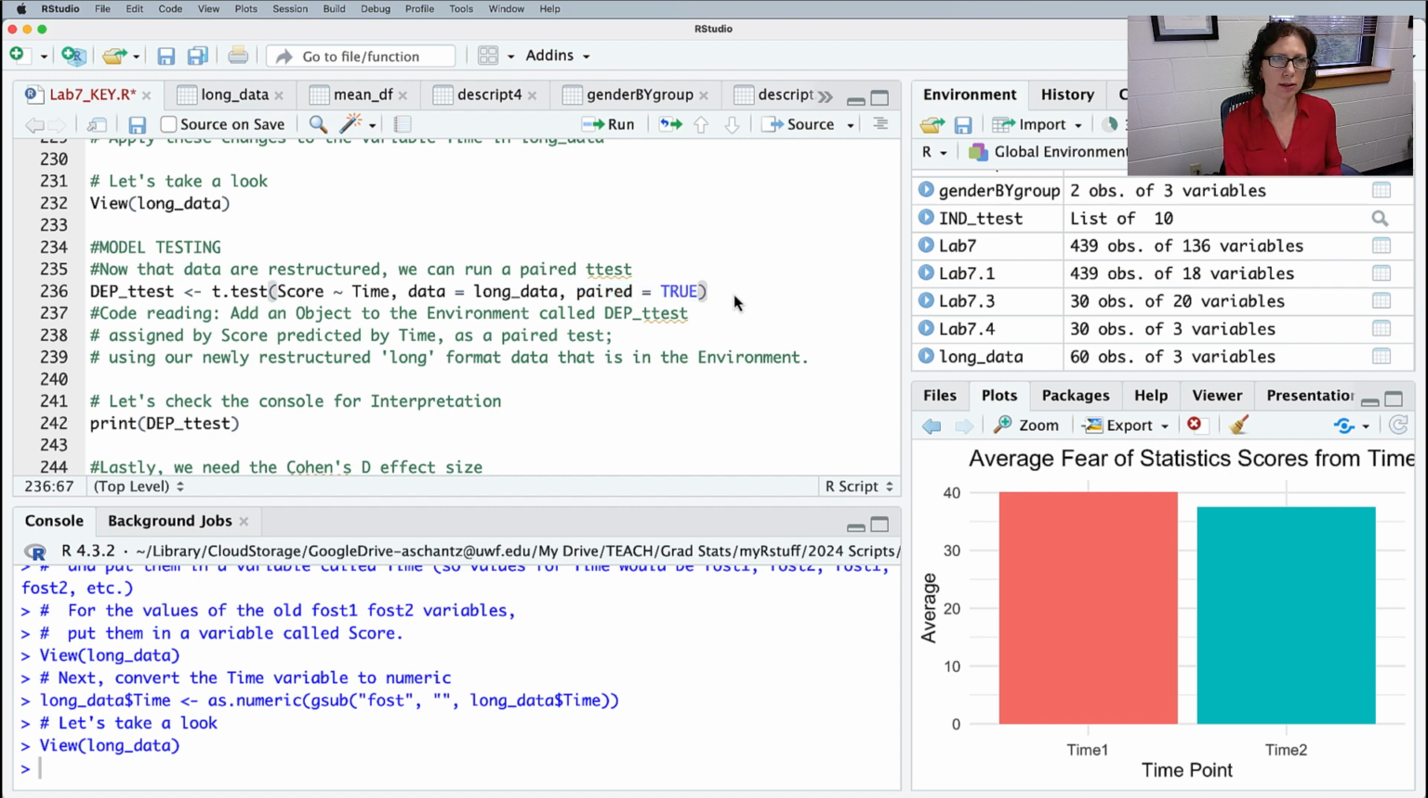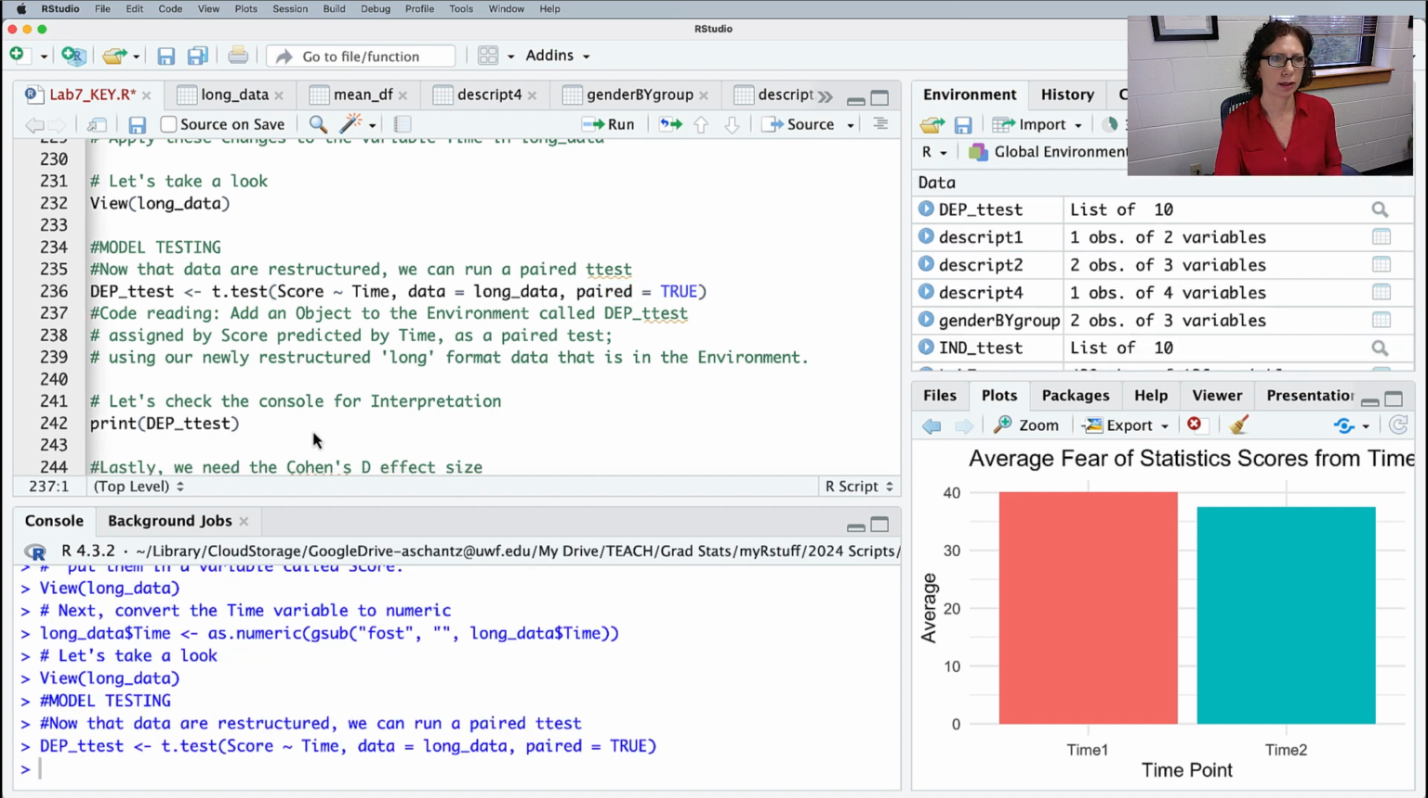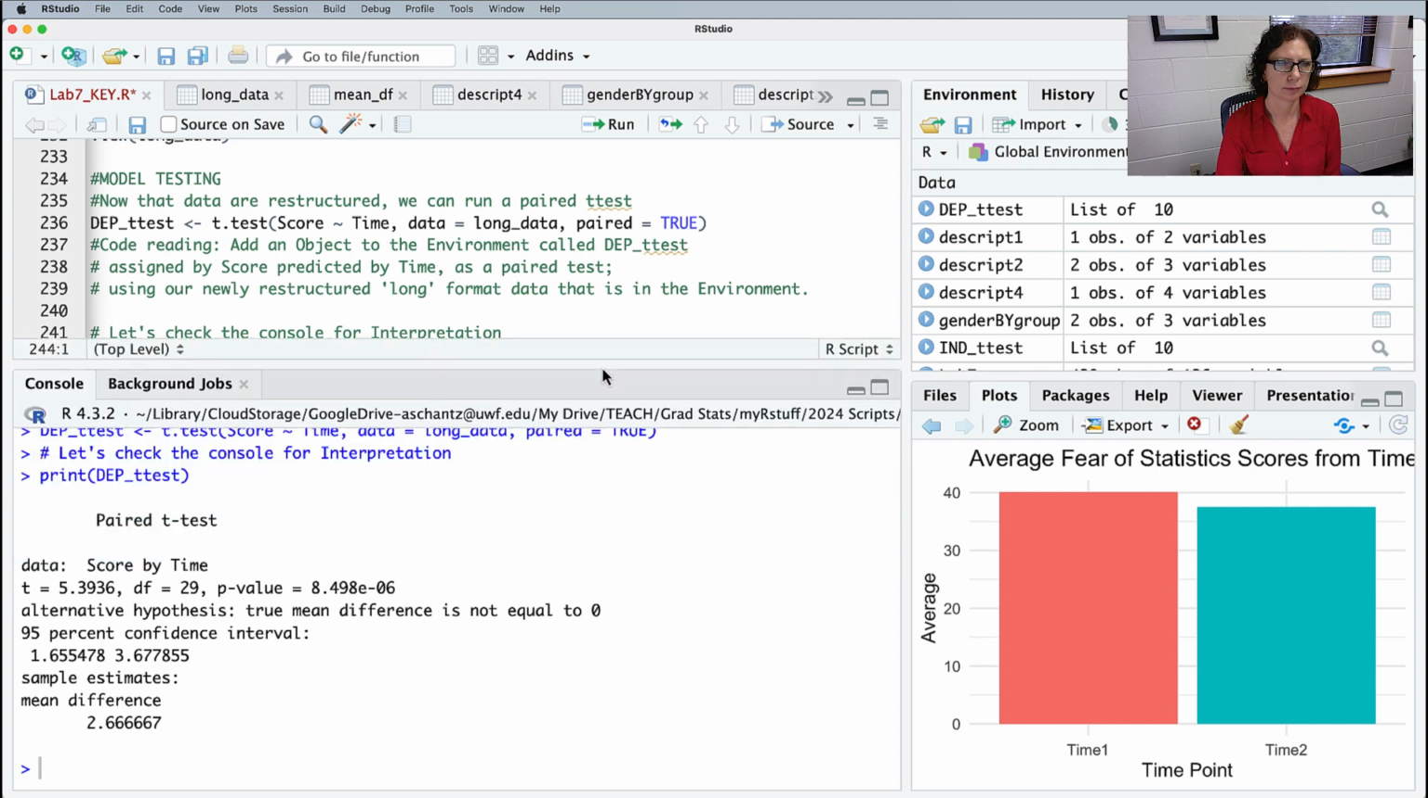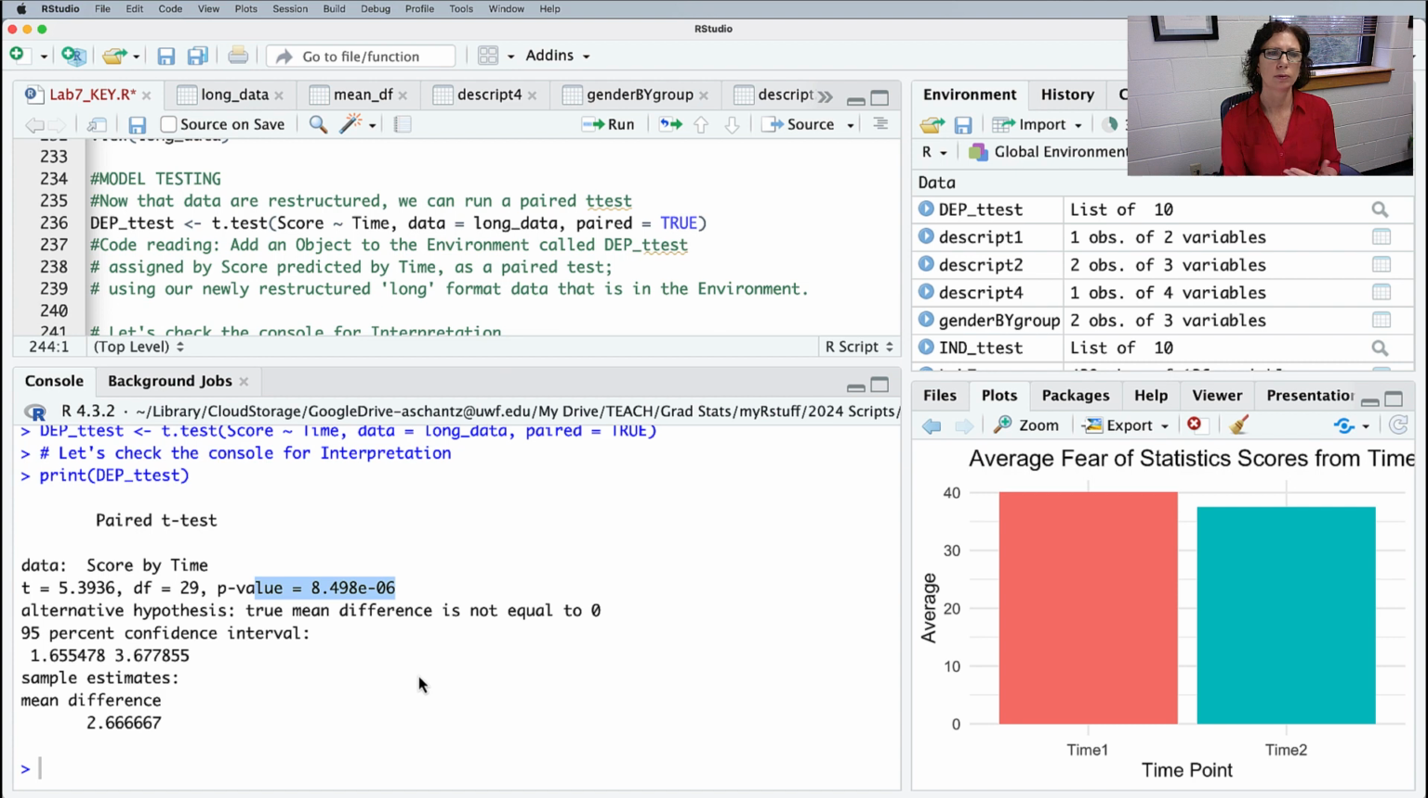So running this, we can check our console for the results with print DEP t-test. So we have our t-test value, we have our degrees of freedom, and our p-value. And the p-value is significant, lots of zeros. So we have a significant difference between what? Between time 1 scores and time 2 scores.